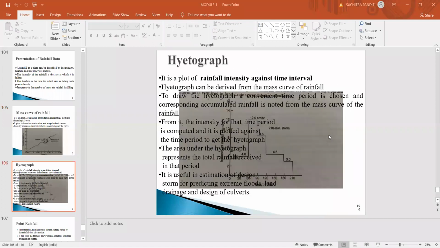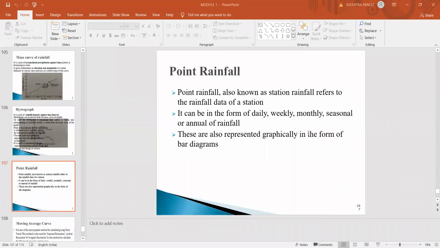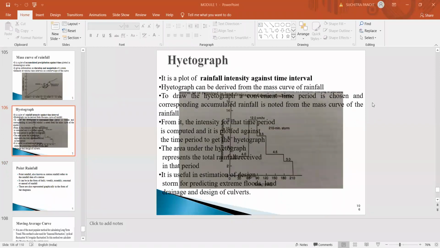So next, you have a graph that is known as a hyetograph. Hyetograph is a plot of rainfall intensity versus time. Now you can see here the hyetograph. Hyetograph is basically a bar graph, so it is a bar graph like this. So hyetograph is a plot of rainfall intensity against time interval.